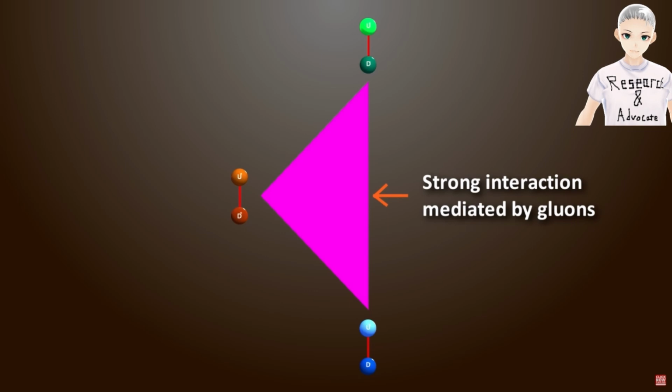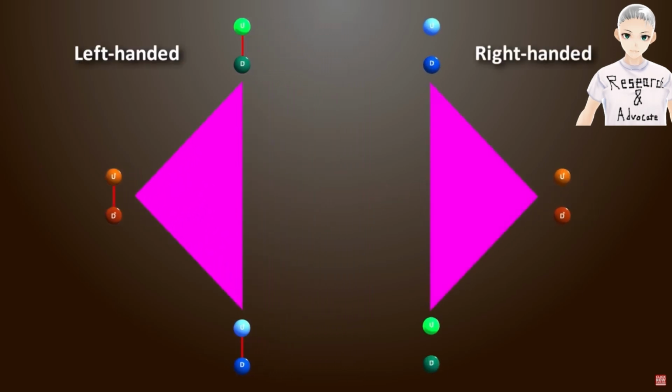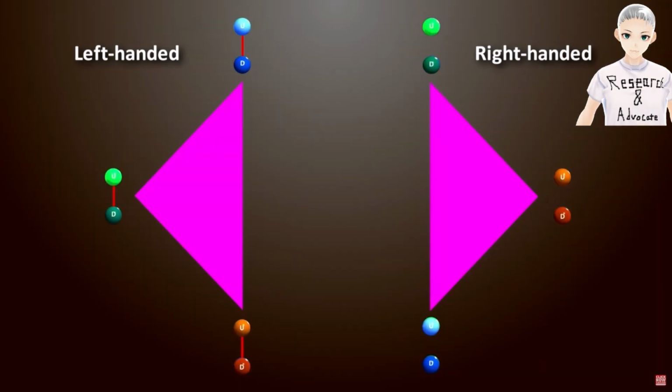We can represent this force by showing a triangle between the different colors. Note that the triangle is the same for left and right-handed particles because the strong force, unlike the weak force, does not discriminate between left and right-handed particles. It treats both types of particles the same way. The colors of these quarks are constantly changing by emitting and absorbing gluons. But all 3 quarks must be of the 3 different colors, red, green, and blue, to make a neutral or colorless charge. Any 2 of the 3 quarks can't be the same color at the same time.